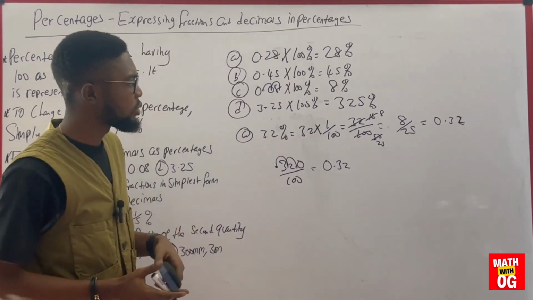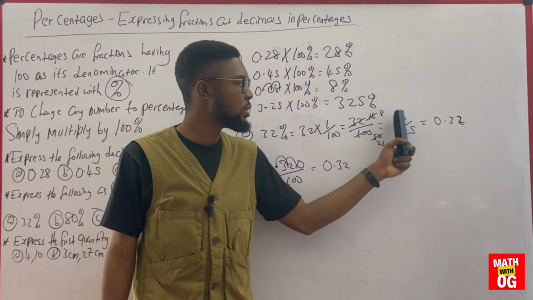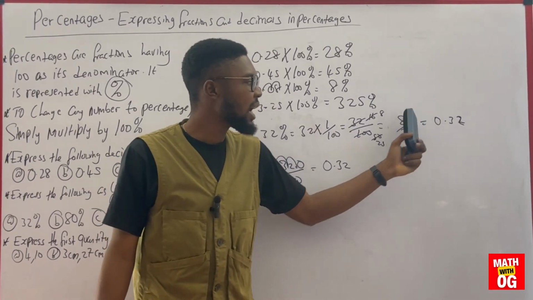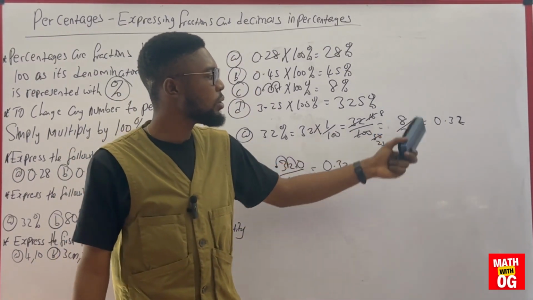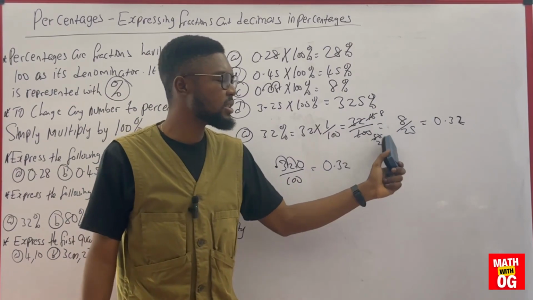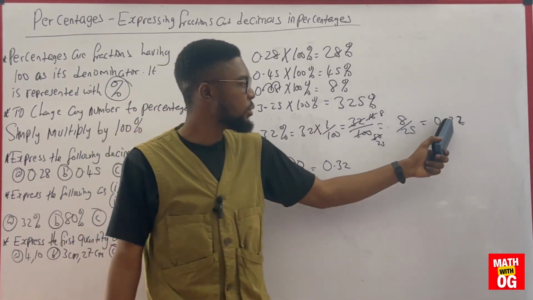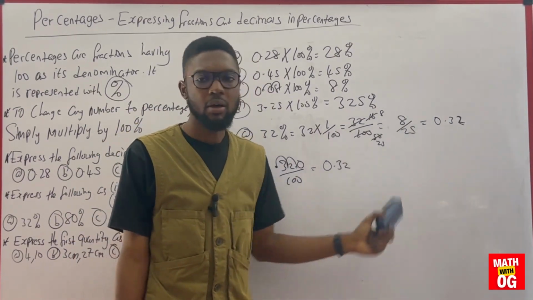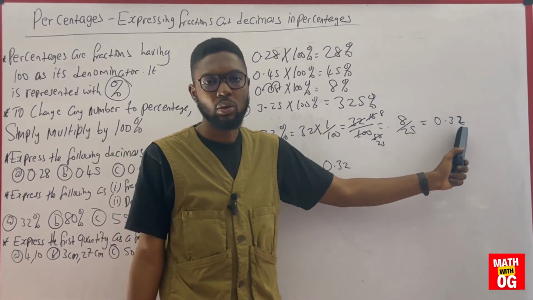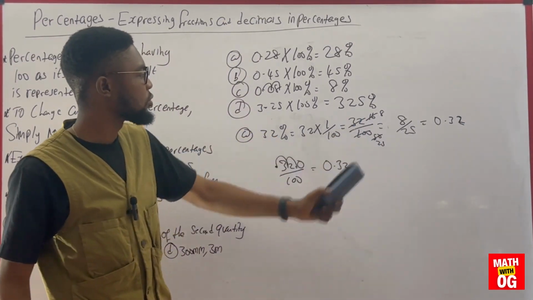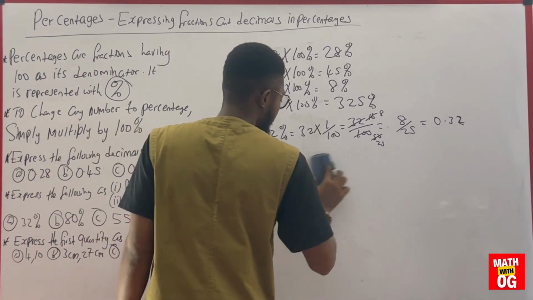Now, if you like stress, you want to stress yourself, you can simply say 25 into 8.0. Put the point, add 0. 25 into 80 is 3, because 25 times 3 is 75. So you put 3, you are left with 5. Add 0 to that 5. 25 into 50 is what? 2. That's 0.32. But it's easier to solve with 32 over 100.